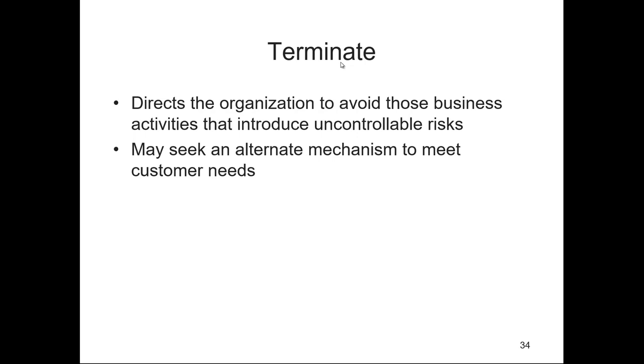The terminate control strategy directs the organization to avoid those business activities that introduce uncontrollable risks. If some of these activities are required to meet customer needs, then alternative activities will be recommended to replace the uncontrollable activities. So termination in this concept is termination of any activities that can create risk for the company or the business. And again, if we can terminate those activities, that would be great. But if those activities are required for the company, then that will be an issue, and we have to deal with the risk as it comes. So one of the options is to terminate that activity to avoid those uncontrollable risks associated with it.